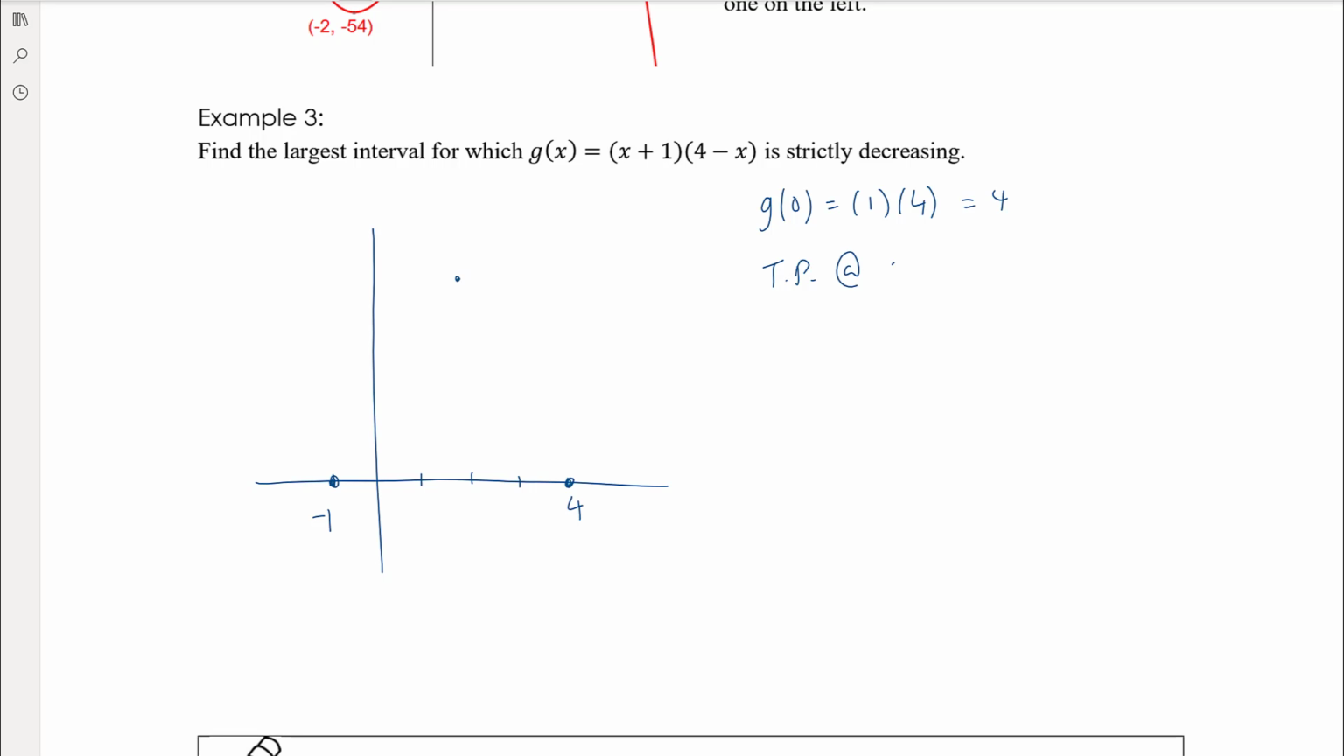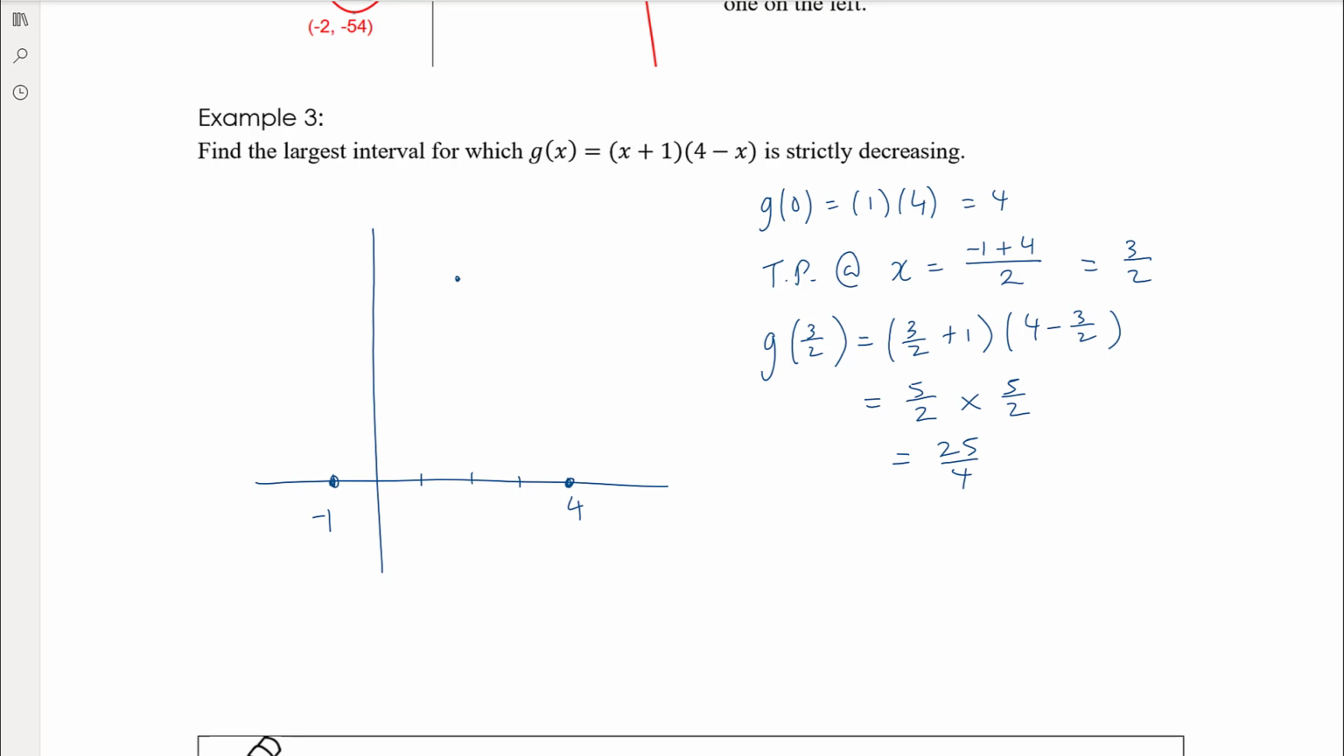Turning point at x equals halfway between two numbers. We can always find by averaging them, or you can probably see this one by eye having drawn the diagram. So that's going to be at 3 on 2, or 1.5. And so therefore the y value of that turning point, g of 3 on 2, is 3 on 2 plus 1 times 4 minus 3 on 2. So that is 3 on 2 plus 2 on 2, so 5 on 2, multiplied by 8 on 2 minus 3 on 2, 5 on 2. So we've got 25 on 4, okay, which is 6 1/4.